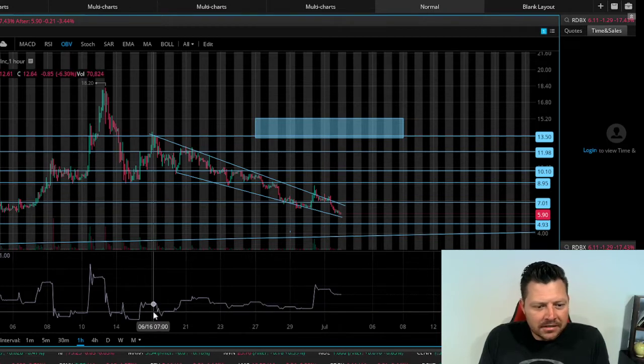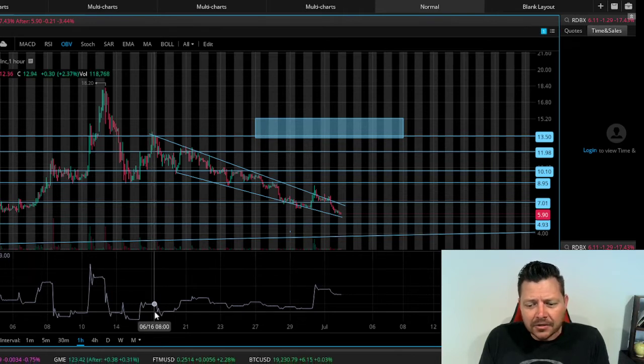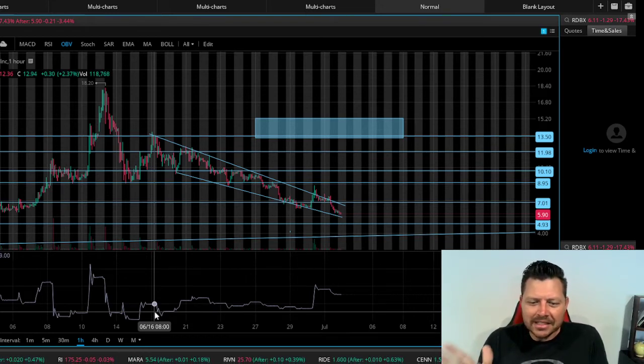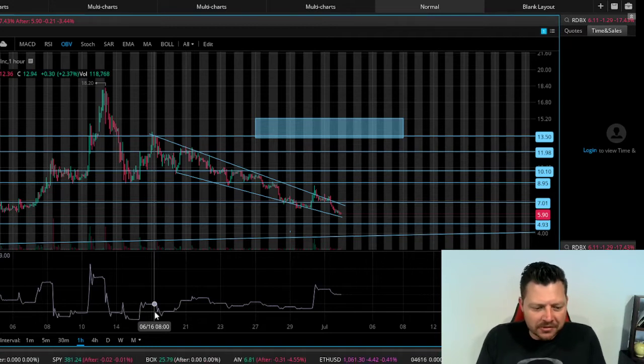So say from 6/15, where we had that close of 13.50 and the high of 13.89, and you're looking at my horizontal line down below on the OBV, can we see that the OBV is going up while the chart's coming down? Absolutely, we can see that. It looks like there is some bullish divergence between the chart and the OBV.